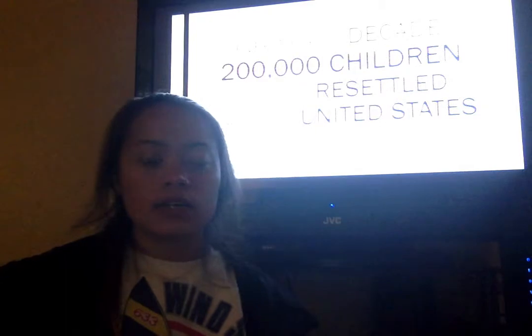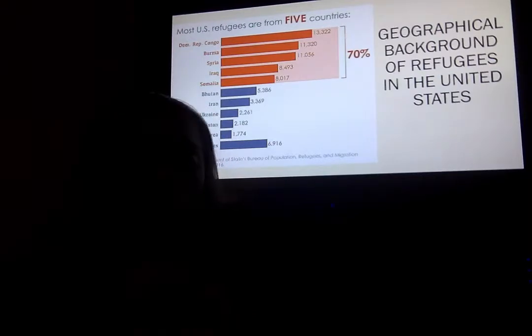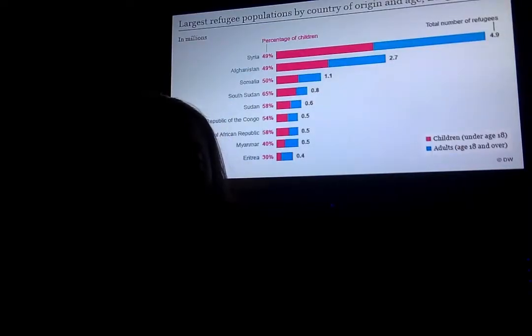So over the past decade, over 200,000 children have been resettled in the United States, all over, and ranging, I think when I was reading it said 48 states host refugees. But this is just a general geographical summary of what countries make up the majority of refugees here in the United States. And this graph shows the populations by country of origin, and the percentage by age of the people from these countries who are refugees.